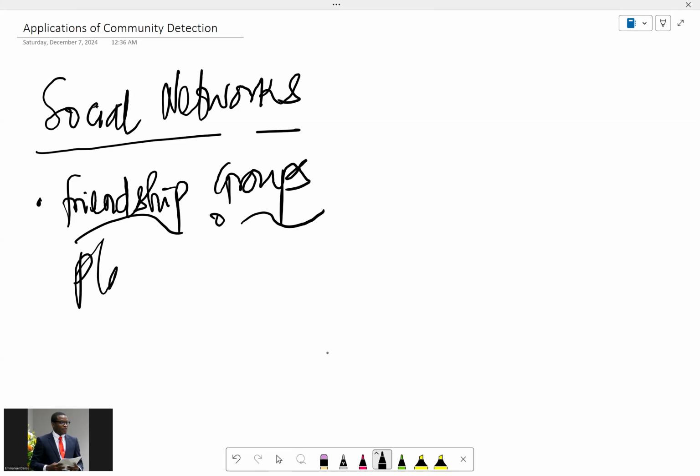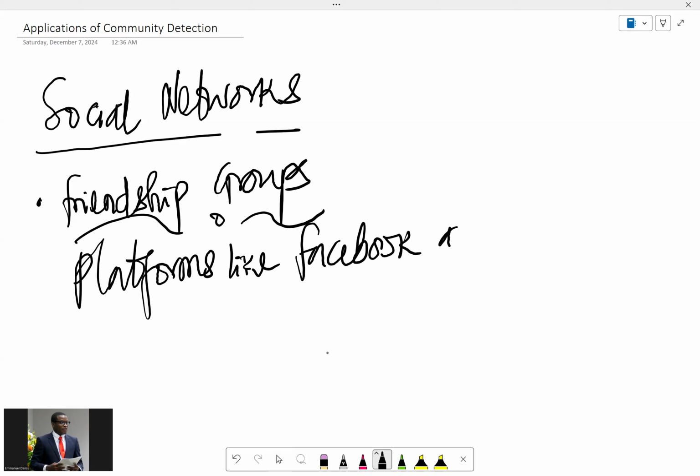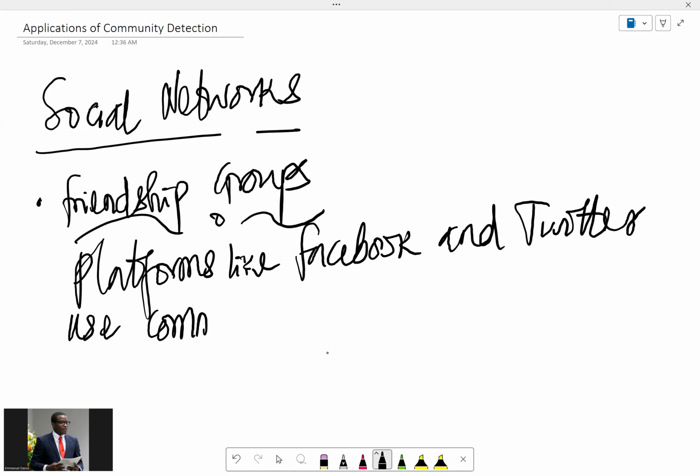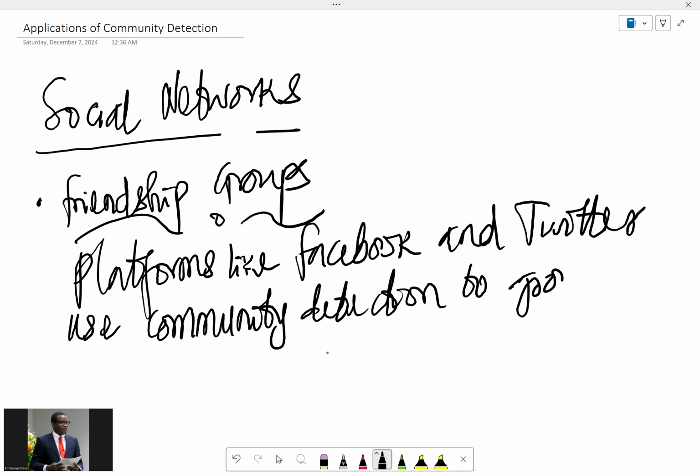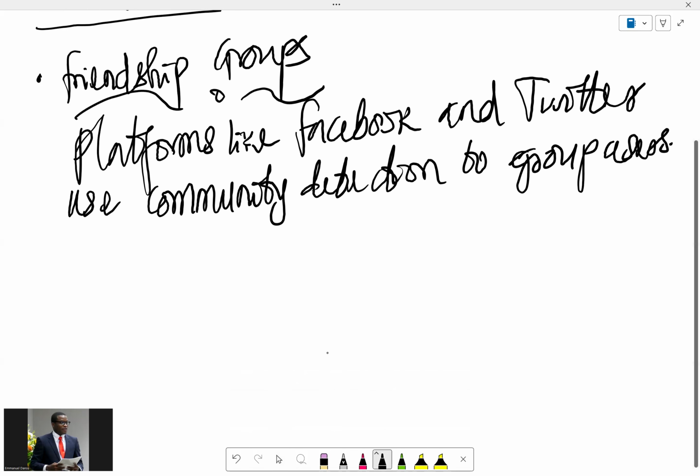Platforms like Facebook and Twitter use community detection to group users. A very good example would be this.